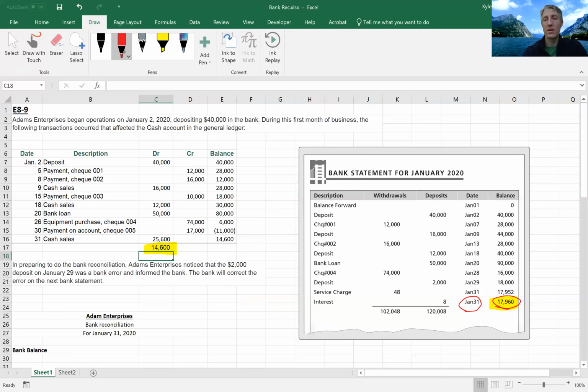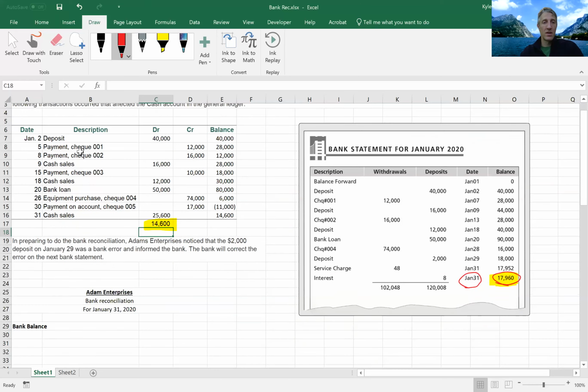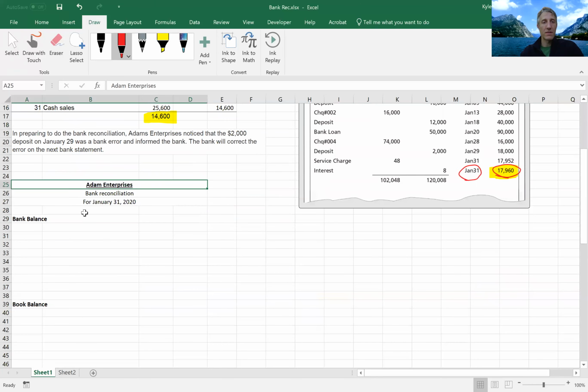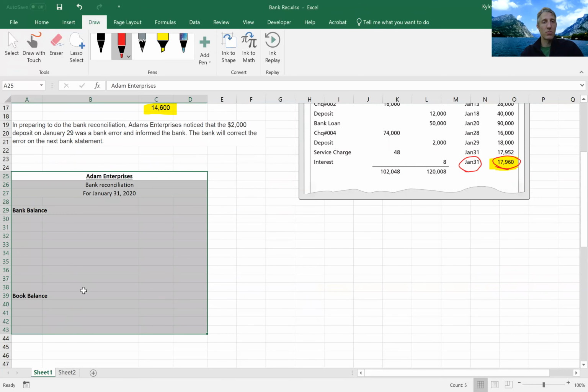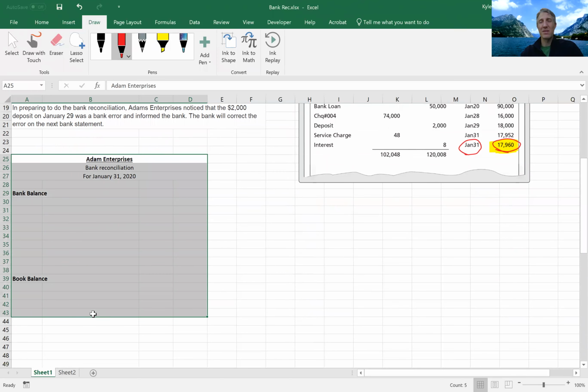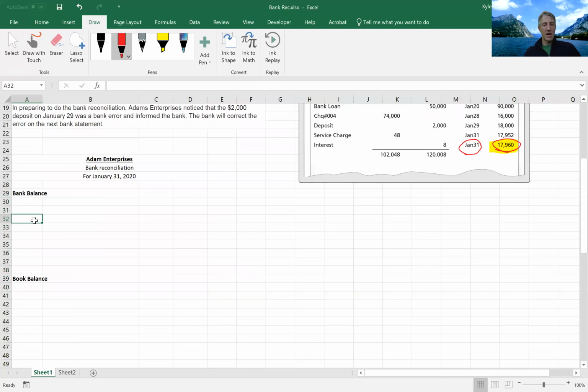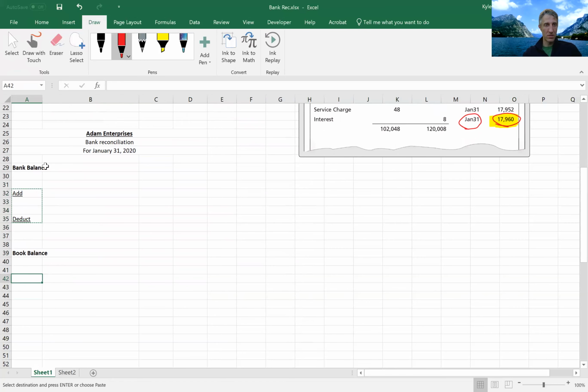So in order to solve this problem, I'm going to start by just filling out a template. Now, in your workbook, you already have a template, and I've written just what was in the workbook down below, but I'm going to build on that template. I want to write add, myself some space, and deduct. I'm going to write add and deduct under both the bank balance heading and the book balance heading.